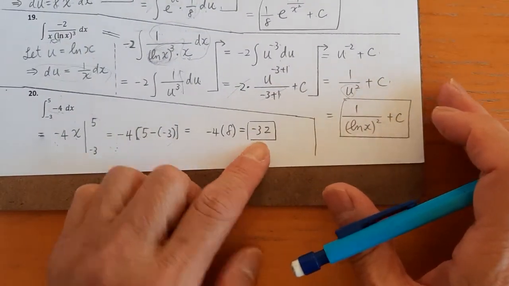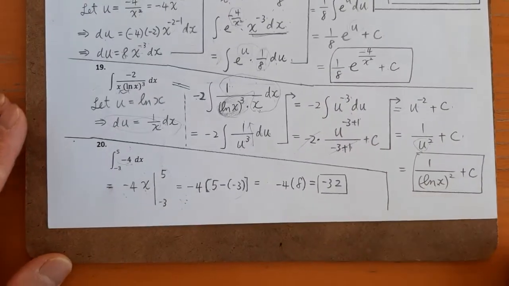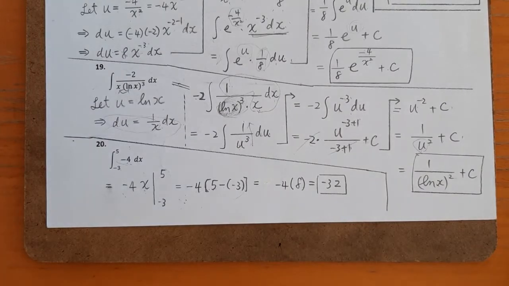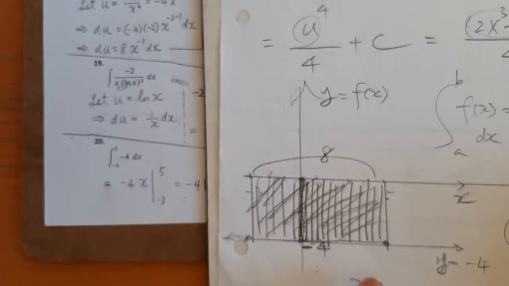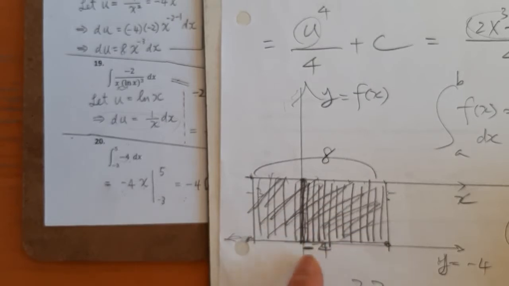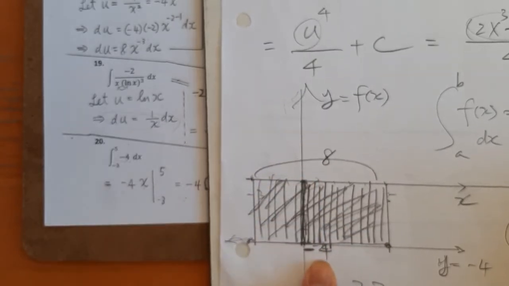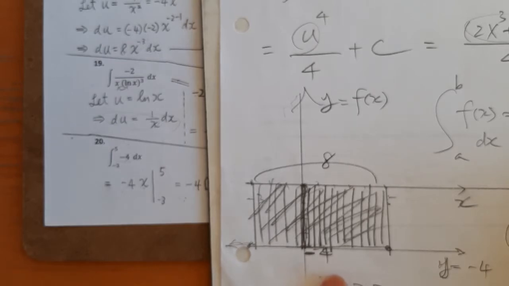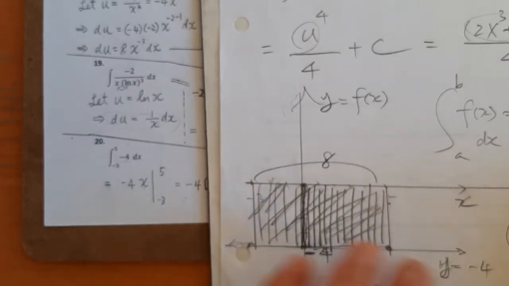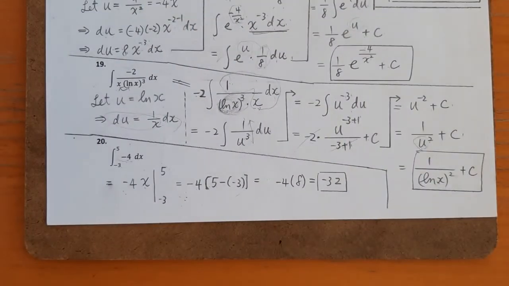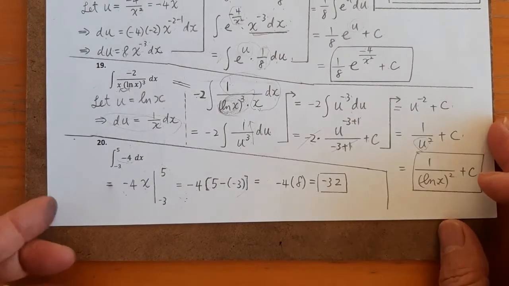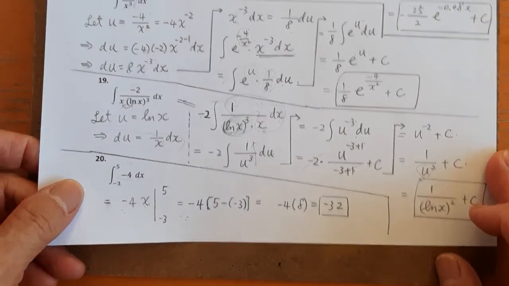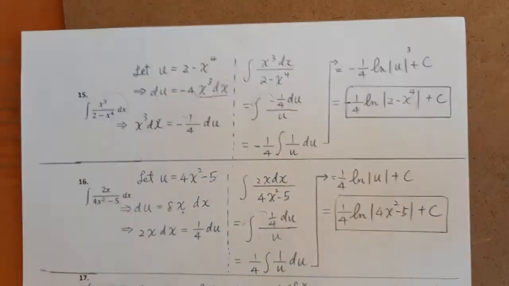The integral is -32. Actually, it's the area of this region. But since the function value is negative, the answer is -32. Without the negative, 32 is the area of the rectangle.